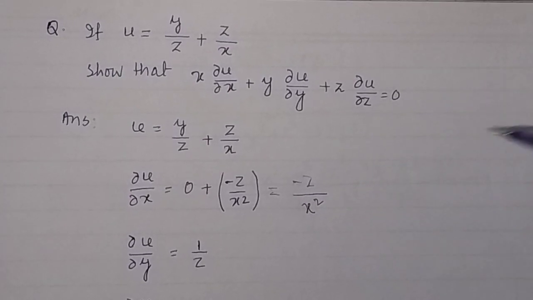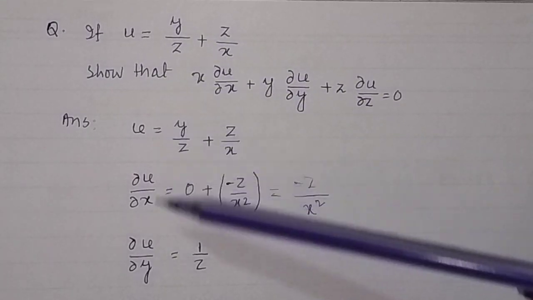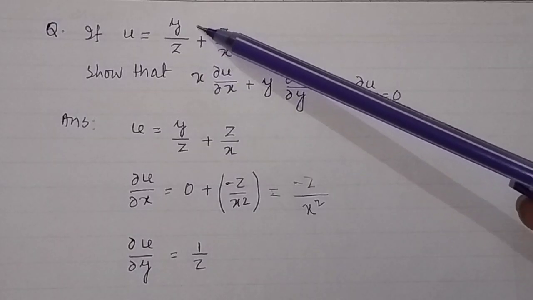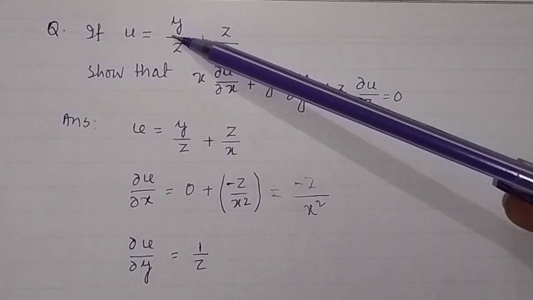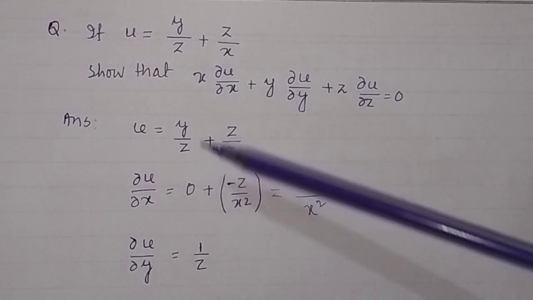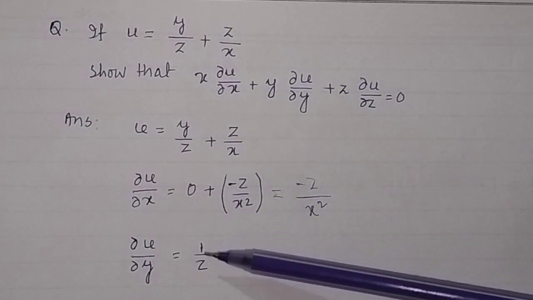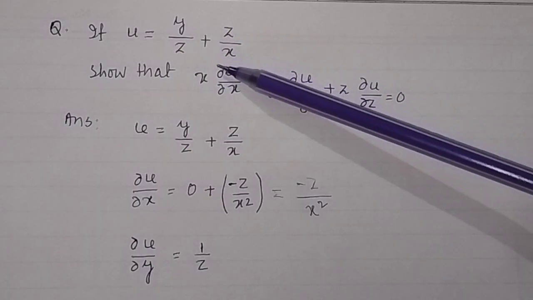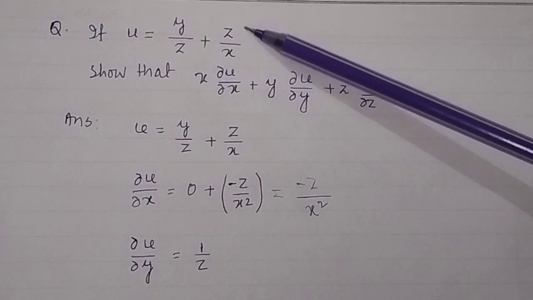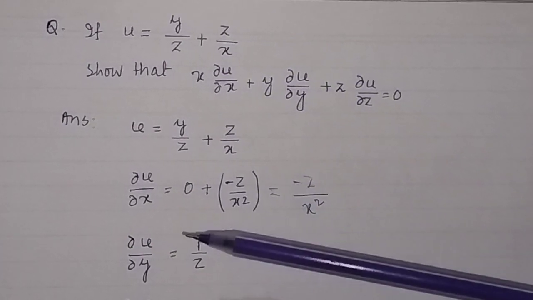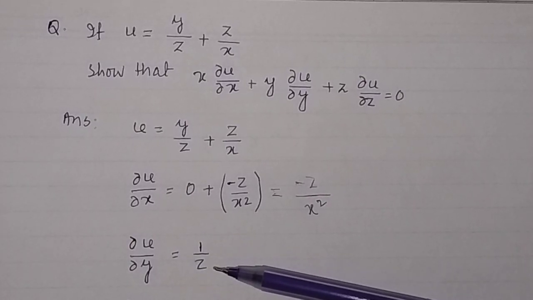Similarly, you can also find the partial derivative of u with respect to y. For the term y by z, the partial derivative of y with respect to y is equal to 1, so it will be equal to 1 by z. And for the other term, the partial derivative with respect to y will be equal to 0. So the partial derivative of u with respect to y will be equal to 1 by z.